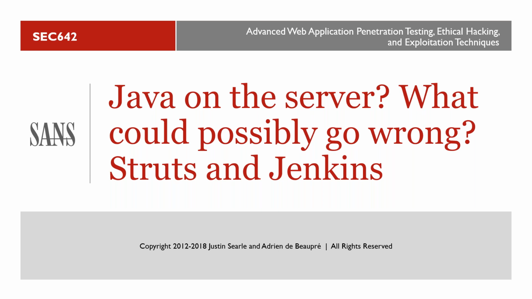So one of the topics I've extracted from the course is a topic that I've covered, and it's called Java on the server, what could possibly go wrong? And then we'll address Struts and Jenkins. These are both very popular and interesting applications that we've seen over the past 18 to 24 months have both had some very significant issues.